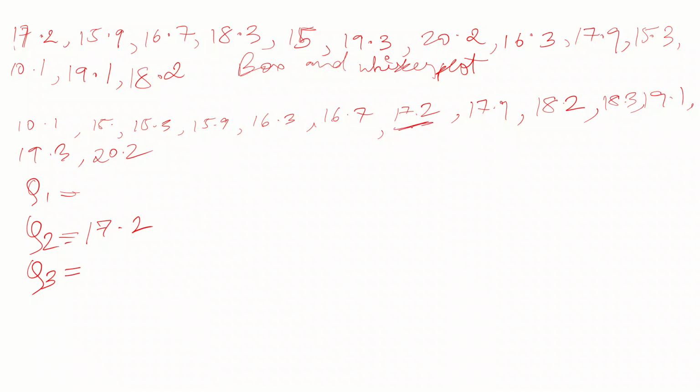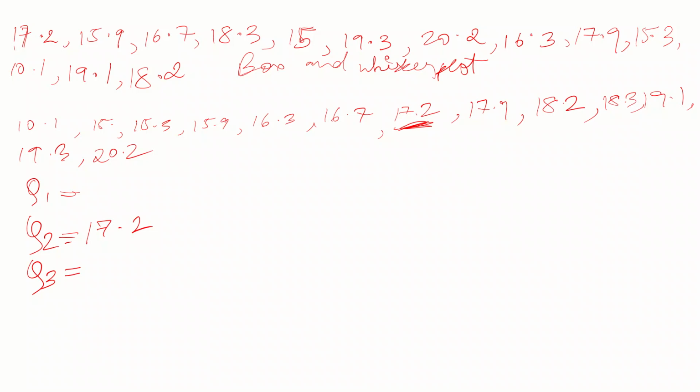So you are saying this one is Q2. Yes. And then Q1 will be 15.6. Okay, so you have 6 values above it. Yes. And Q3 will be 18.7.